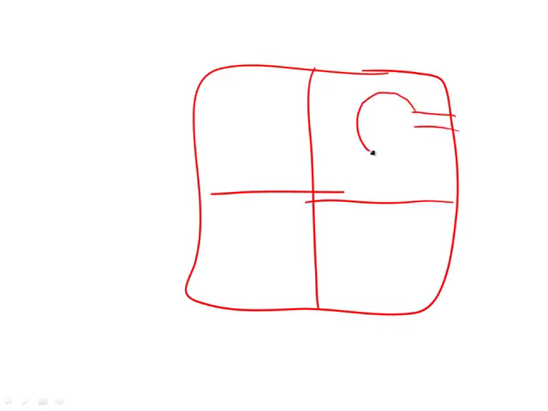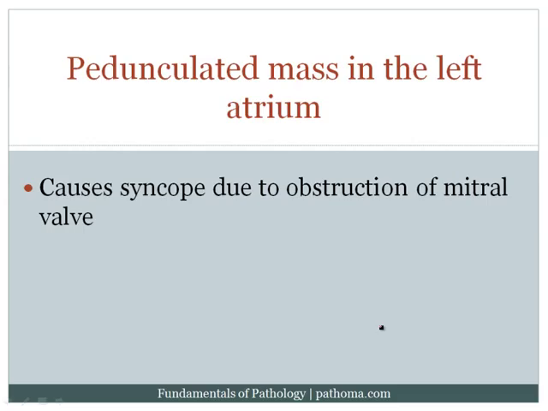Let's briefly illustrate this. Here's a picture of the heart. Again, these are our four chambers, and in this particular case, we're in the left atrium, and you've got this pedunculated mass. Pedunculated means it grows off a little stalk. Now this mass could easily block the mitral valve here. And were it to block the mitral valve, that would block the blood flow through the heart. Of course, blood would not go to the brain then, and so you'd get syncope. And so that's why we say here in the book that it causes syncope due to obstruction of the mitral valve.